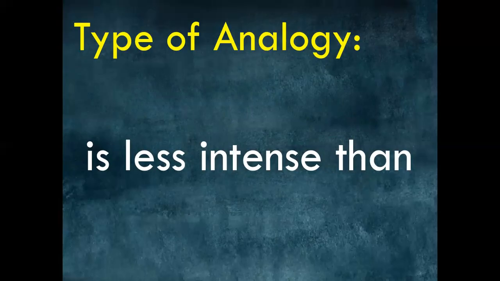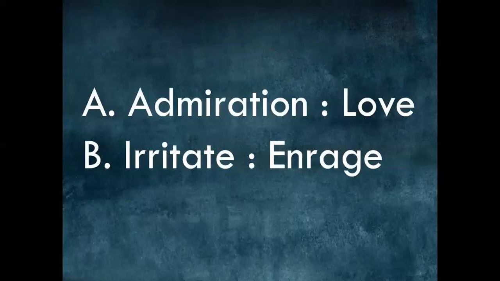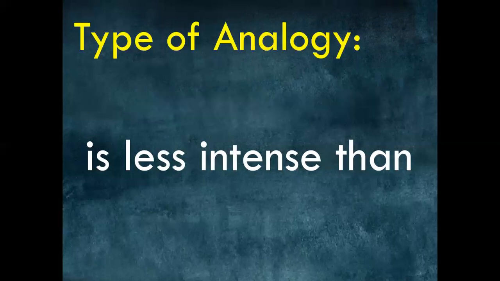Now, if you noticed, first we have admiration. The intensity would be love. So admiration is less intense than love. So irritate is less intense than enrage. So here, the analogy would be less intense than, or degree of intensity. Now let's get some more examples.